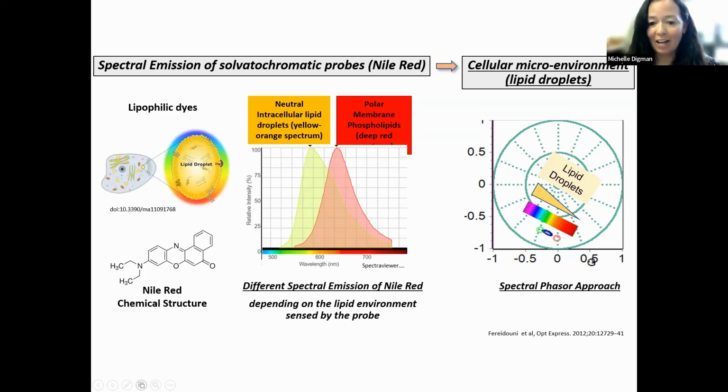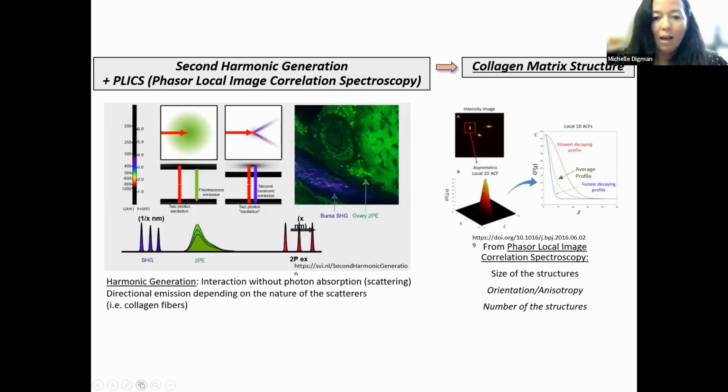And this work of the spectral phasers was originally done by Hans Gerritsen and Federoni, his student, who's now at UC Davis. In addition to this, because we have the multiphoton excitation laser that we're using, we have the advantage of looking at the material, which is the environment, the collagen itself. We use second harmonic generation, which is a nonlinear optical process that involves the generation of light twice the frequency and therefore half the wavelength.